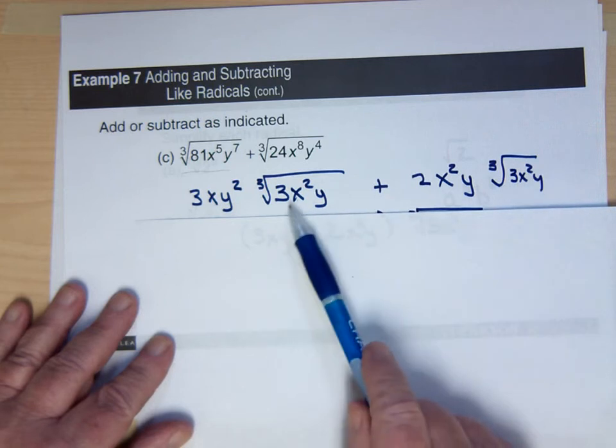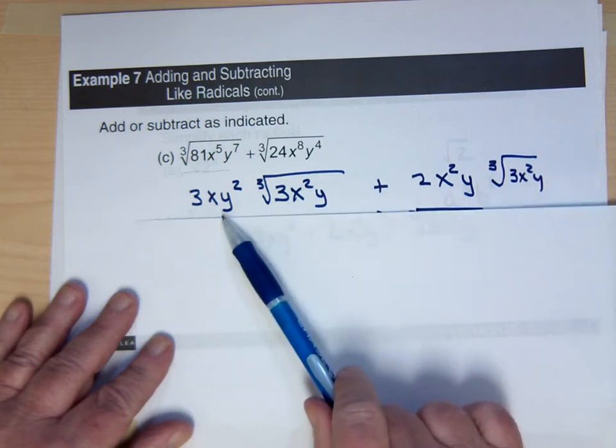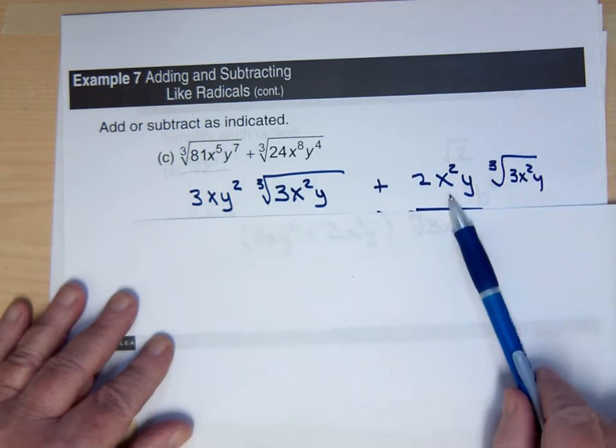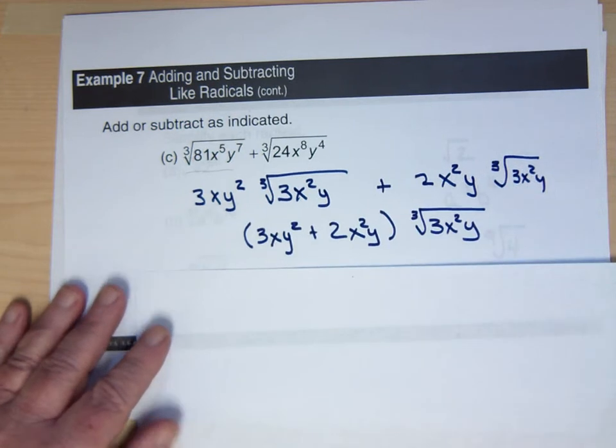Now notice that I have the same factor here, so I can pull it out. Now in this case, this term is not like that term. It doesn't have the same variables and the same exponents, so this is the best I can do in terms of simplifying it.